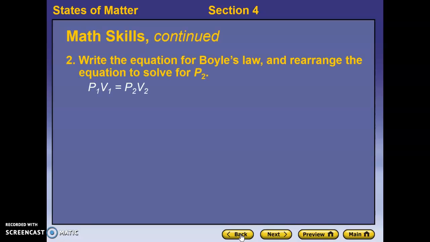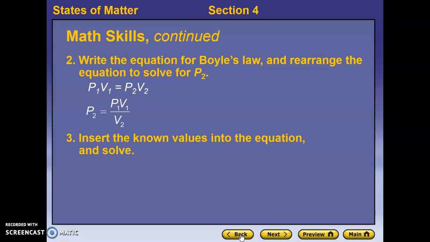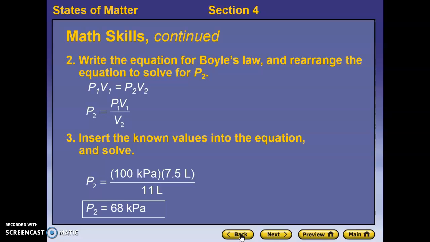So if we rearrange our basic equation to solve for our new pressure, we take P1 times V1 and divide by V2. When we insert the values that we know, 100 kilopascals times 7.5 liters, divided by 11 liters, we get an answer of 68 kilopascals.